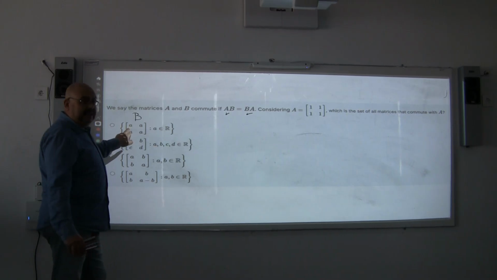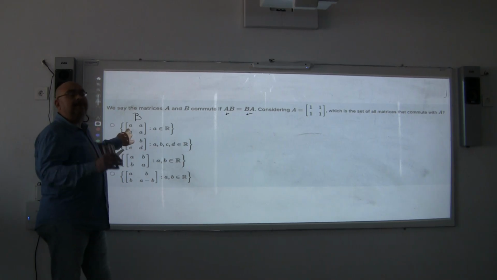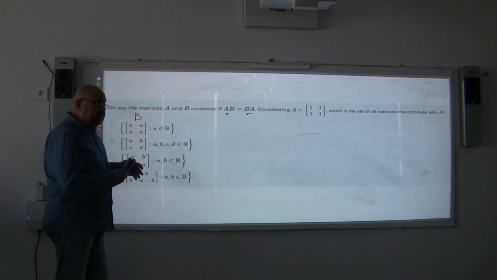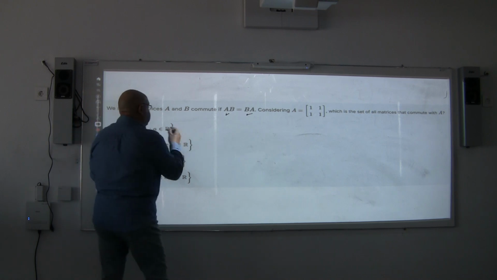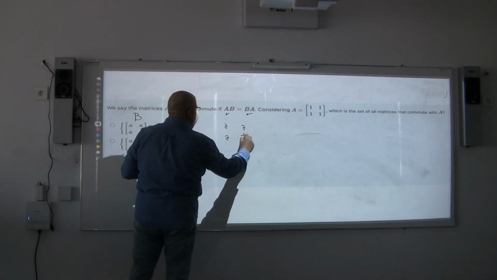So why is the first answer not correct, or not the optimal result? It is partially correct, because simply this first matrix is A and A.